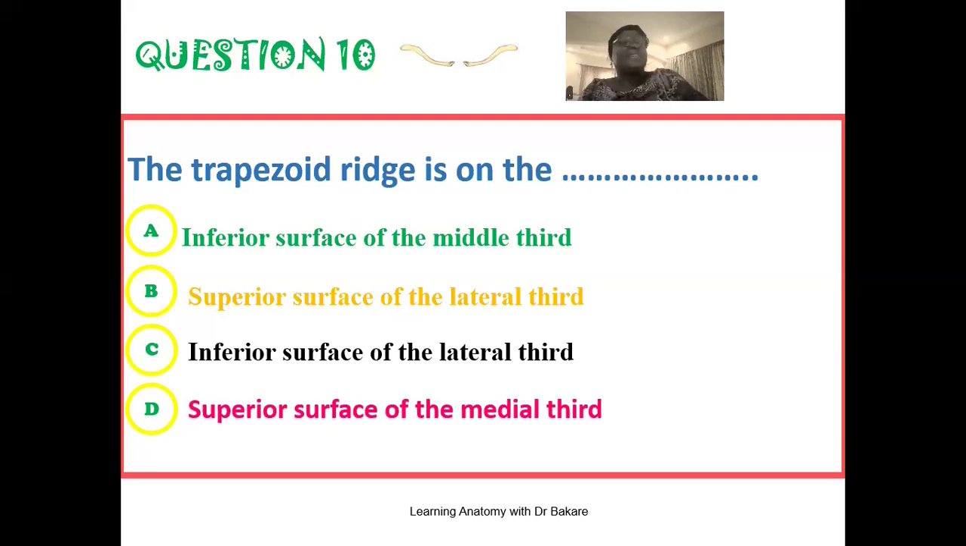As it relates to the position of the trapezoid bridge, the correct answer here is the inferior surface of the lateral third. The trapezoid bridge is located close to the conoid tubercle, and they are both seen at the inferior surface of the lateral third of the clavicle. The trapezoid bridge also gives the insertion point for the trapezoid ligament.